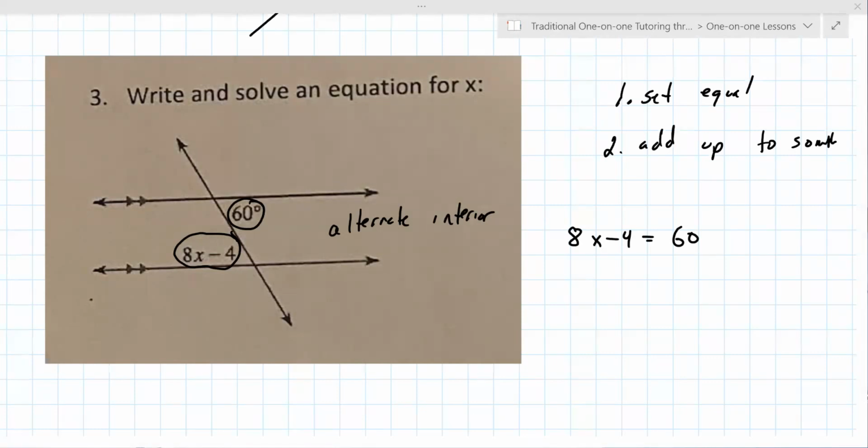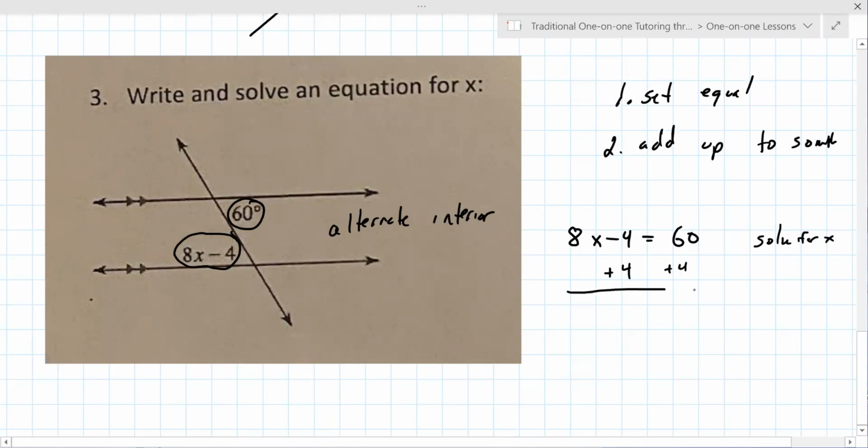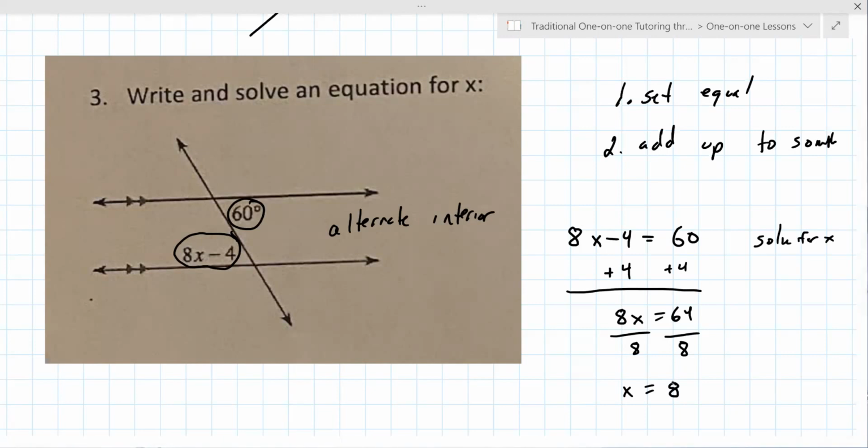So are you comfortable solving this? 8x minus 4 equals 60. Just show me this one, and I'll do the next one by myself. Okay, you add 4 to both sides, so you have 8x equals 64. Divide both sides by 8. So x equals 8. Okay, I got the next one.